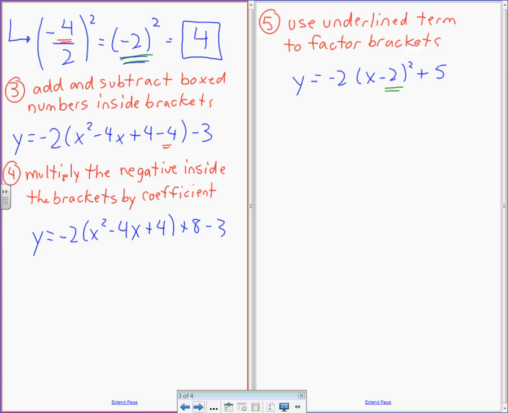All right, now before we're done here, what is my vertex and which way does it open, please? Noah, go. It's (2, 5). Good. And it opens down.